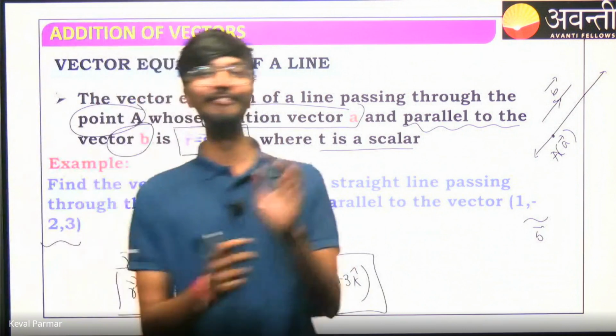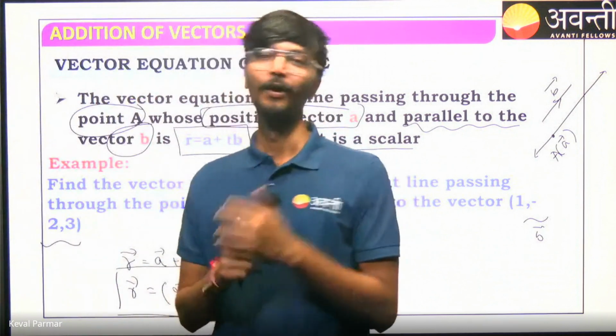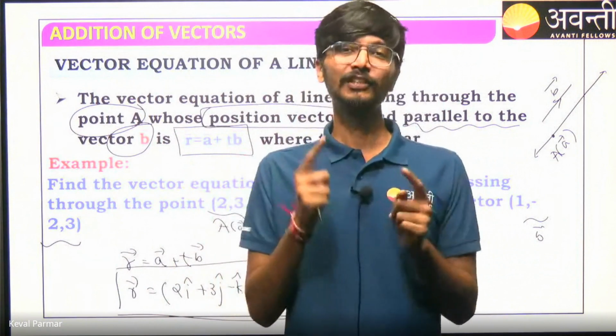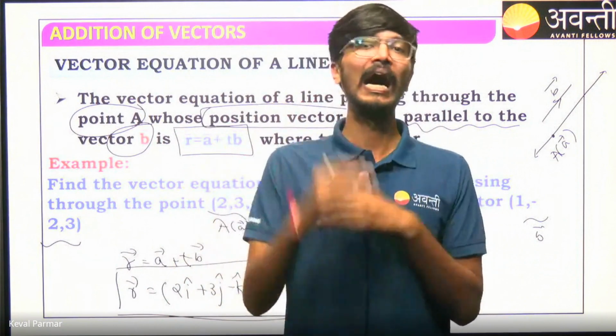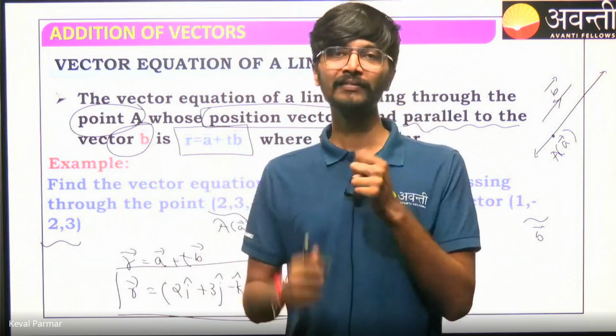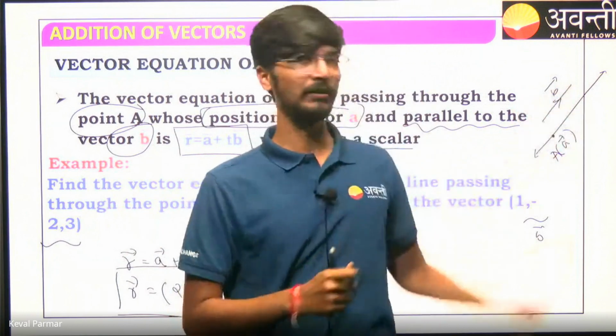It is obviously much simpler than straight line. And obviously, I don't have to tell this, but such questions will not come. This is just to make you understand how we get the equation of a line. Always remember, we need two things, a point and a vector along the line.